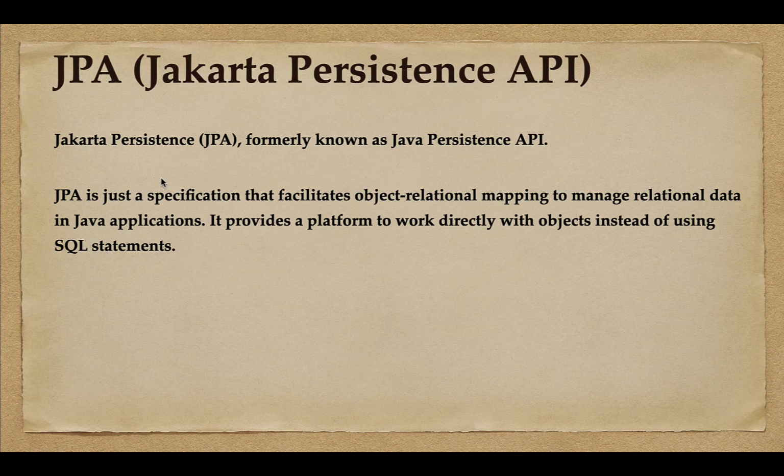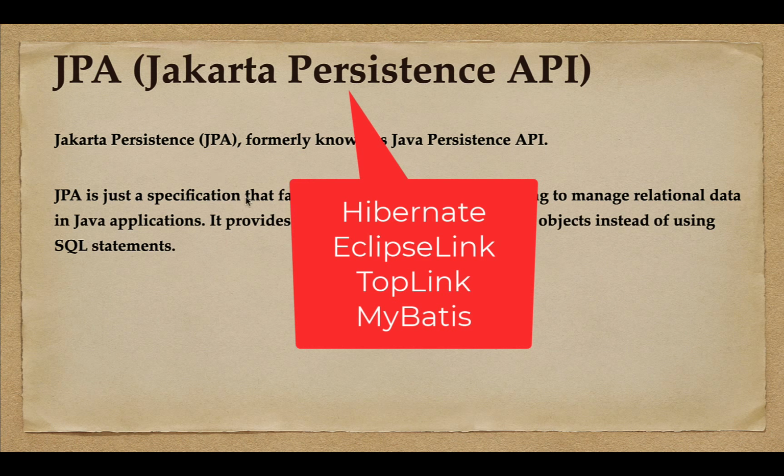JPA is just a standard specification that facilitates object relational mapping to manage relational data in Java applications. It provides a platform to work directly with objects instead of using SQL statements. In Java, JPA provides the object relational mapping feature. JPA provides standard APIs, and there should be an implementation for the JPA standard APIs. For example, there are popular JPA implementations like Hibernate, EclipseLink, TopLink, MyBatis. So these are the very popular JPA implementations.